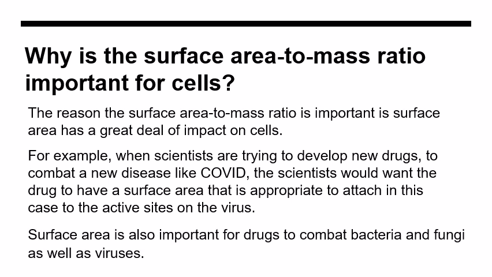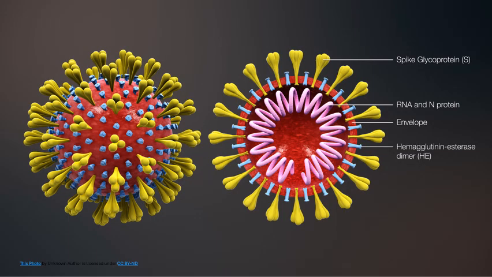Surface area is also important for drugs to combat bacteria and fungi, as well as viruses. For example, if we look at the COVID virus, we see that the COVID virus has a spike protein that attaches to the ACE2 receptors. The spike protein is toxic and can induce inflammation. A team of researchers trying to develop a new drug to combat the COVID virus would look for a chemical compound, a new drug, which would attach in some manner to the spike protein.